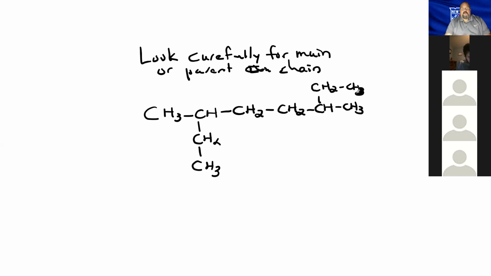Okay. So if you take a look at the example here, one of the biggest mistakes that students will make is that they'll say the parent or main chain here, this is an example of a branched alkane, is the longest continuous carbon chain of 1, 2, 3, 4, 5, 6, just by going straight across. In fact, the longest continuous carbon chain here is 1, 2, 3, 4, 5, 6, 7, 8.